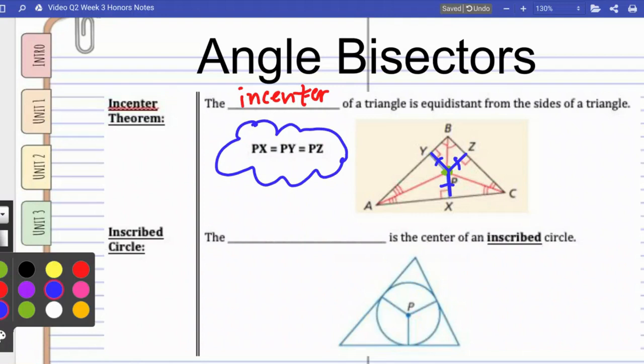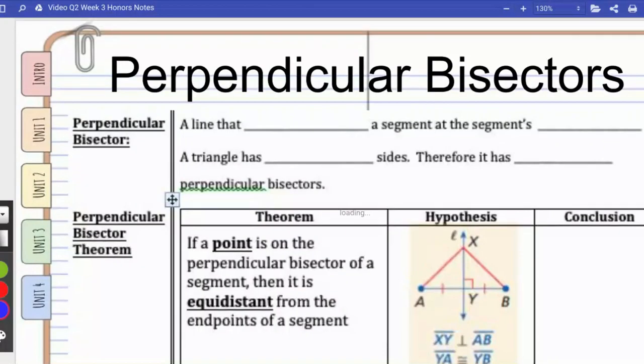So the reason why the incenter is equidistant from the sides is because there's actually a circle inside of your triangle that connects those, which makes those the radius of the circle. You can see it on the next picture there. So the incenter is the center of an inscribed circle. Inscribed means it's a circle on the inside of the triangle. Here are your distances PZ, PY, PX.